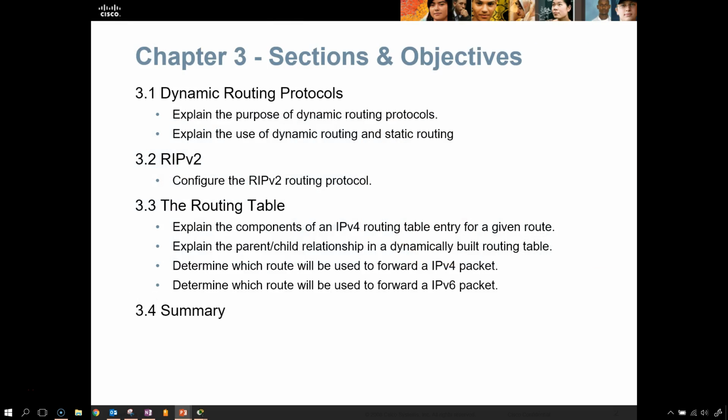Some of the objectives for Chapter 3, primarily the dynamic routing protocol, specifically RIP version 2 for IP version 4. That's the major component of this chapter. So for the configuration of RIP, we do take a look at some static routing, specifically the default route and redistributing the default route to other RIP routers for IP version 4.